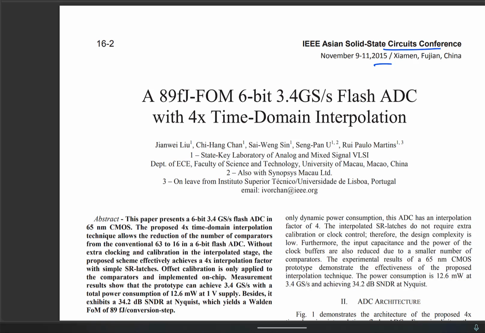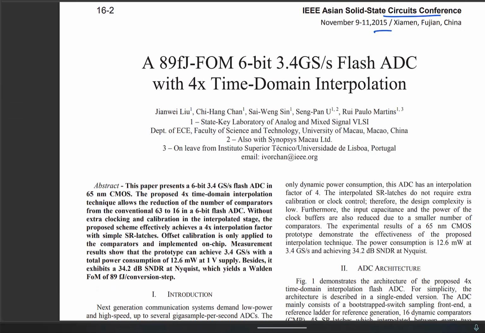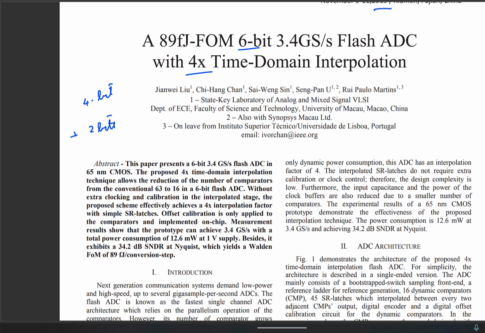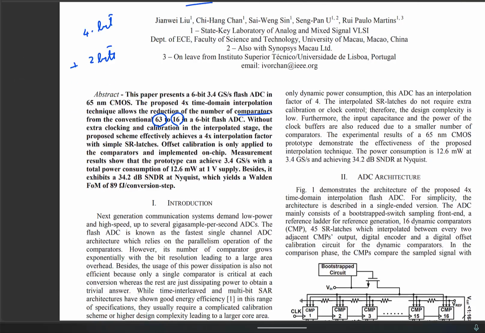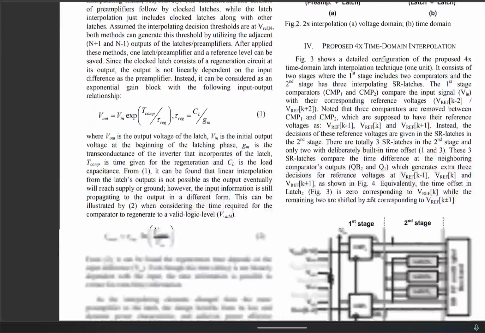So here they have done a 4x interpolation. 4x means they get 2 bits of additional information. So the total is 6 bits. They have a 4-bit flash plus 2 bits of this. For a 6-bit flash you need 63 comparators, but they are using only 4 bits, so it reduces to 16. Let's just look at this and stop.